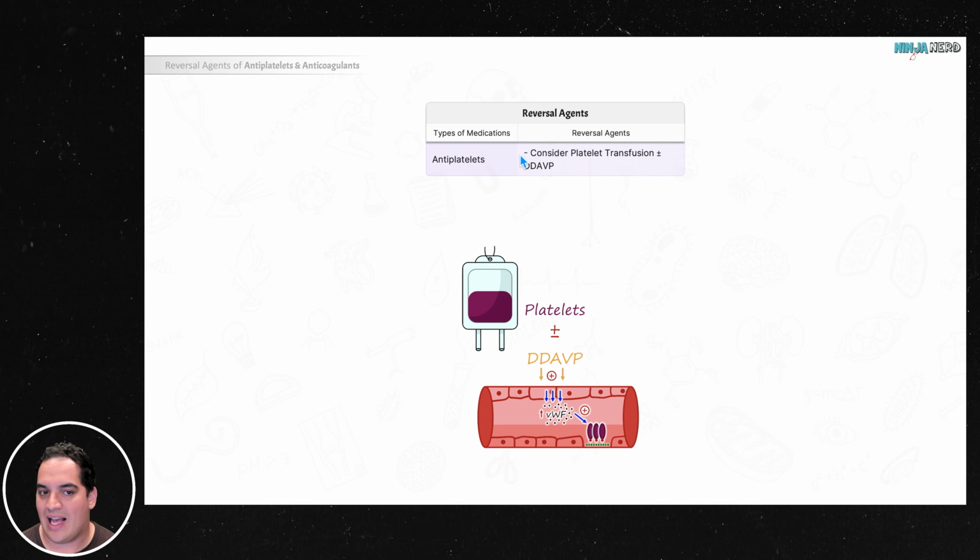I would say this is not often that we do this. Maybe in a neurosurgical scenario, we would give antiplatelets. If a patient's getting ready to get a surgery or some type of neurosurgical procedure, we may try to reverse the antiplatelets, but it's not guideline based.